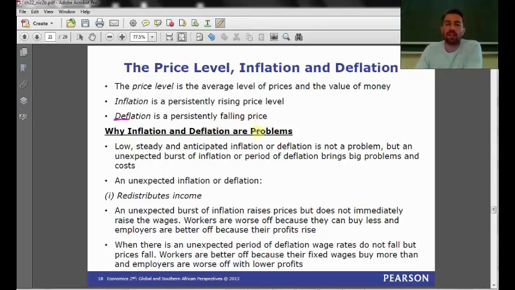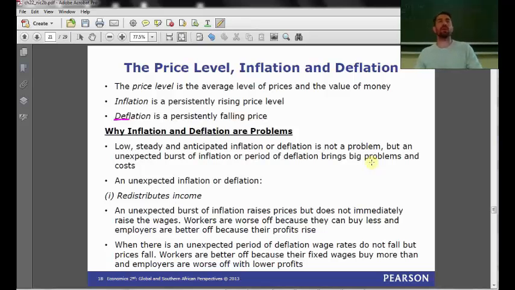Why are inflation and deflation problems? Well, slow, steady, and anticipated inflation or deflation are not usually considered to be a problem. So if South Africa has relatively stable inflation around 5.5%, that tends to be fine. Okay? The US historically has had inflation that sits at around 2%. For the last couple of years, inflation has been more in the region of about 0.5%. Okay? It's low and it's stable. But an unexpected burst of inflation or a period of deflation brings big problems.